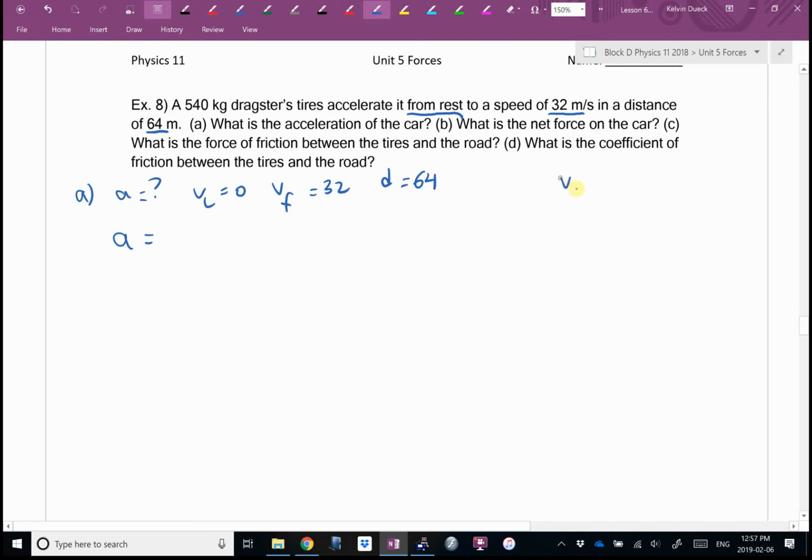It comes from this one. VF squared equals VI squared plus 2AD. What's going to drop down like a domino? There is no VF in that equation. Thank you. Then? Thank you. Don't forget the squared. And then divided by? Good. Okay. This might work out evenly. You're going to get 32 squared minus 0 squared divided by 2 times 64.